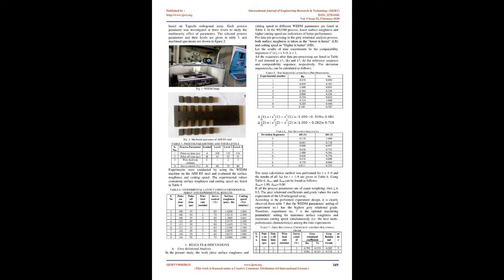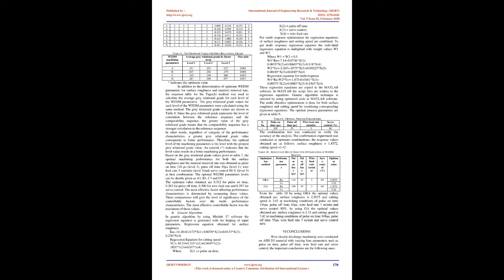V. Results and discussions. A. Gray relational analysis. In the present study, the workpiece surface roughness and cutting speed in different WEDM parameters are listed in Table 4. In the WEDM process, lower surface roughness and higher cutting speed are indications of better performance. For data pre-processing in the gray relational analysis process, surface roughness is taken as lower is better, LB, and cutting speed as higher is better, HB.